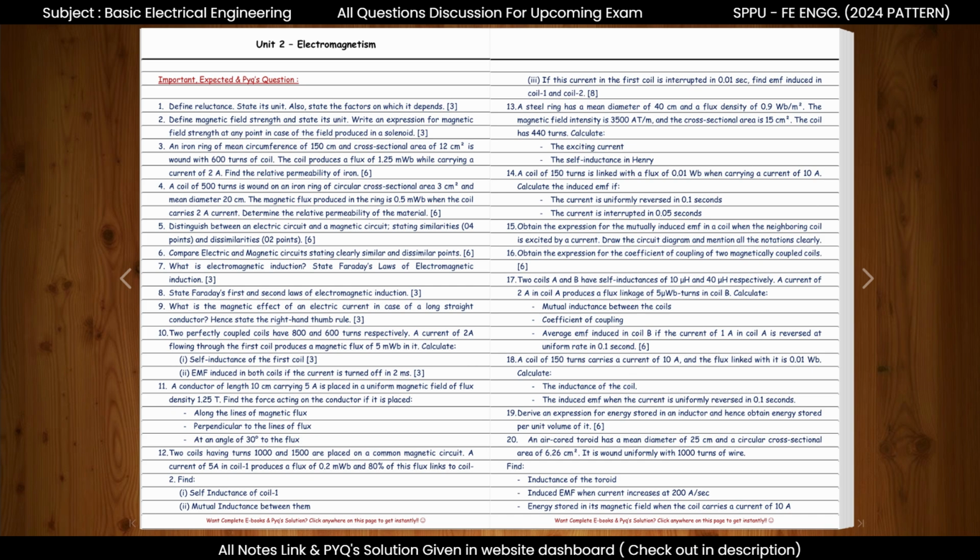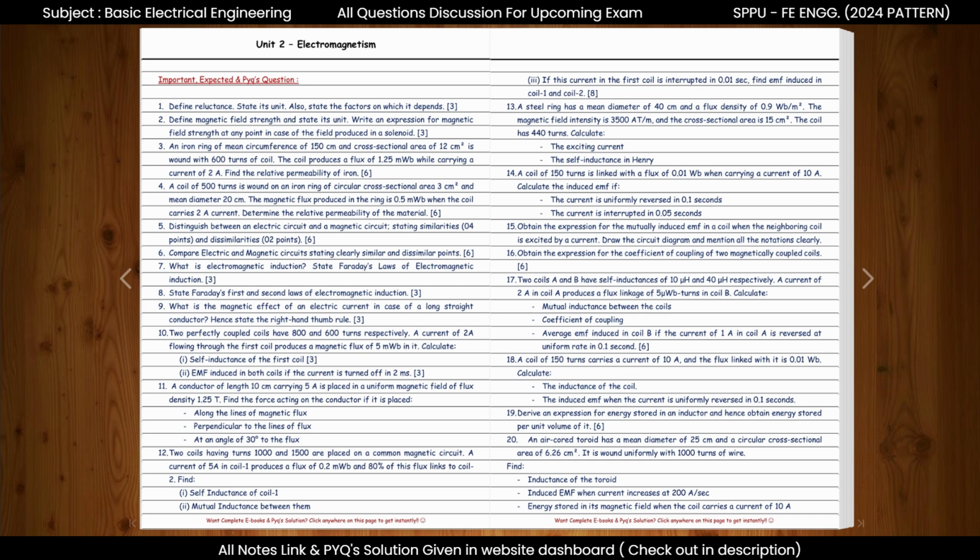From this topic, we can expect questions such as, a coil of 150 turns is linked with a flux of 0.01 Weber when carrying a current of 10 amperes. Calculate the induced EMF if the current is uniformly reversed in 0.1 seconds and then interrupted in 0.05 seconds. The EMF induced in such cases is found using the formula E equals L times change in current over change in time.